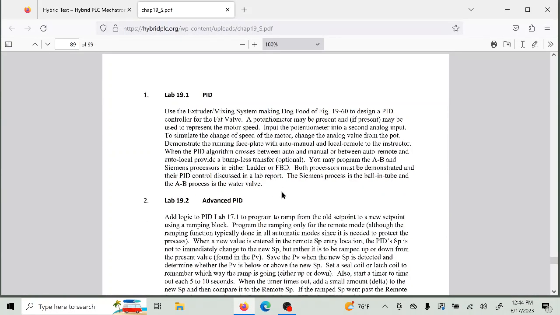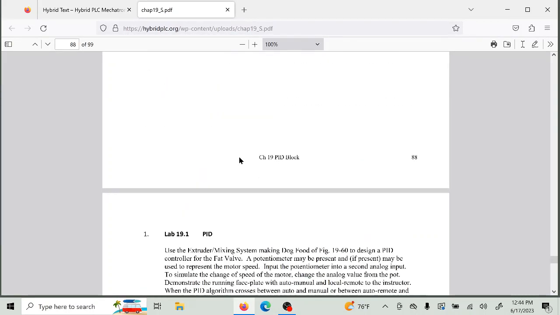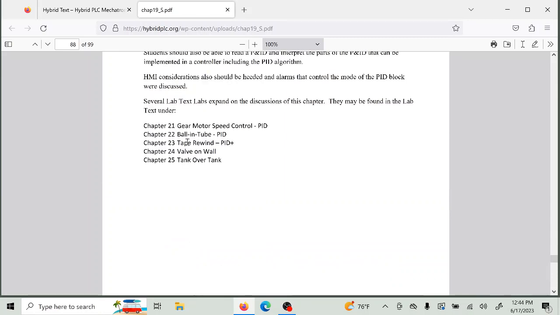Here are the labs that I described at one time, but you may decide that you want to go back and do one of these labs as well. These are the less expensive labs. The only one here that is very expensive is the valve on the wall, which is the price of the equipment that I have, plus you have to have a good drain. Ball and tube is not very much money. The tape rewind is not very much money. The gear motor speed control is not very much money.